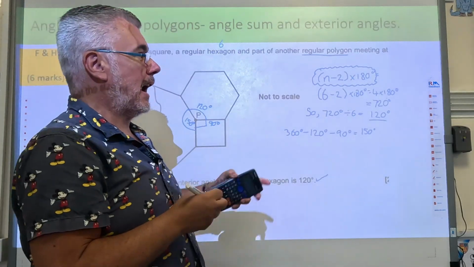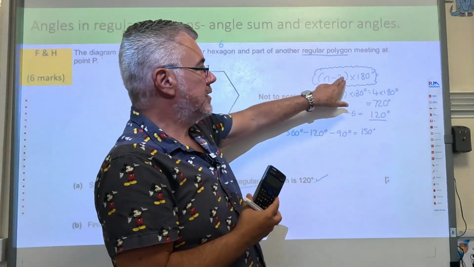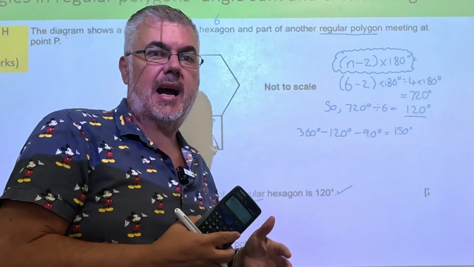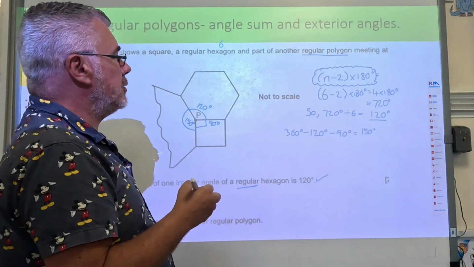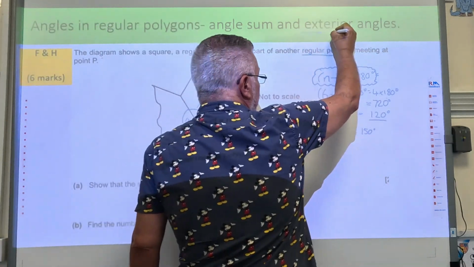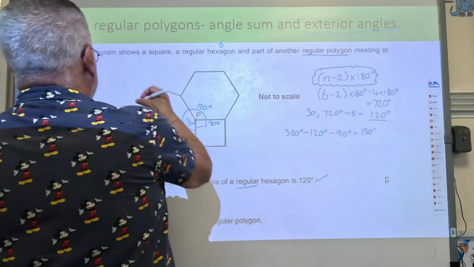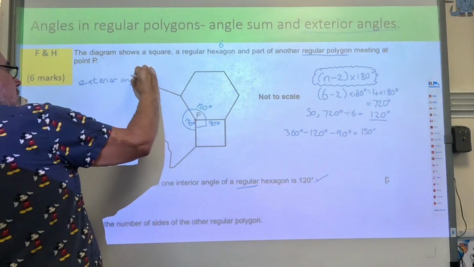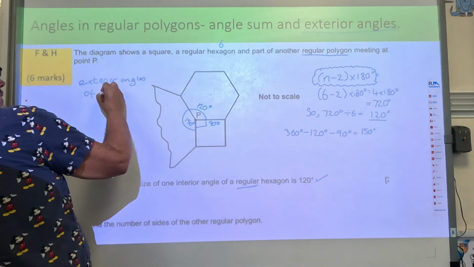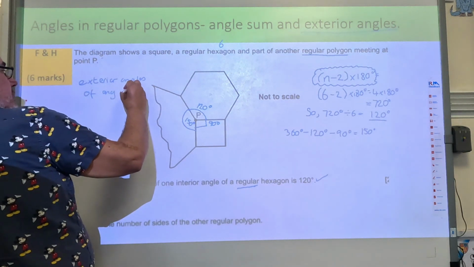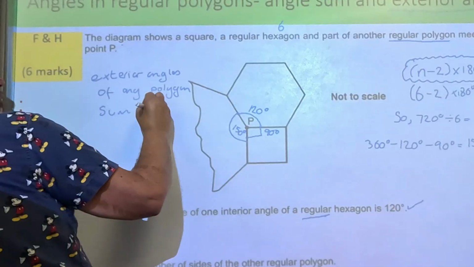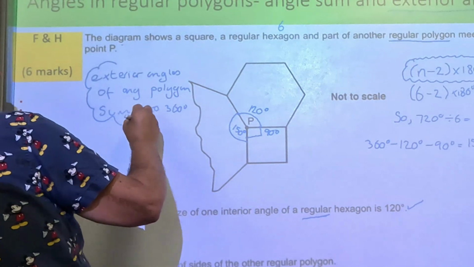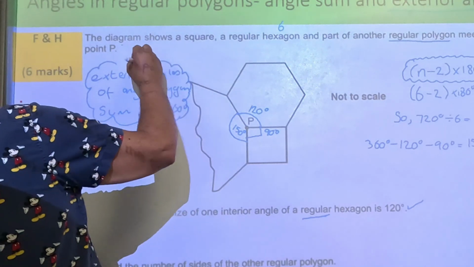I could say, okay, so n minus 2 times 180 equals 150. That might take me a bit of time, I'll be honest. There's another fact I can use, and that is the exterior angles. And the fact is, I'll write it over here, exterior angles of any polygon, any many-sided shape, sum to 360 degrees. Exterior angles of any polygon sum to 360 degrees.